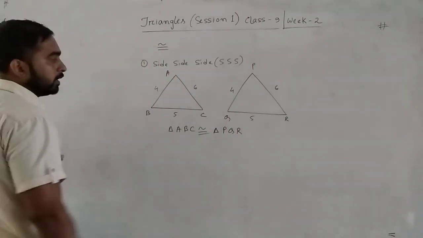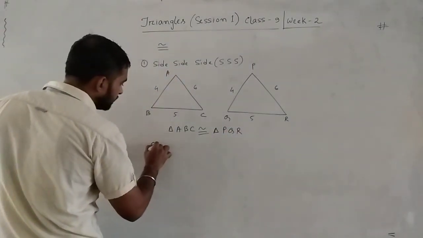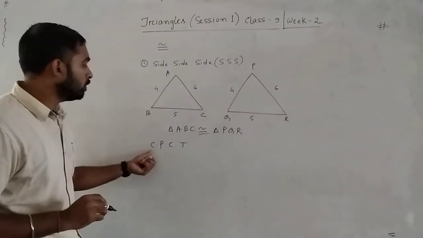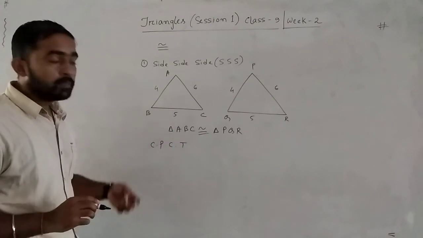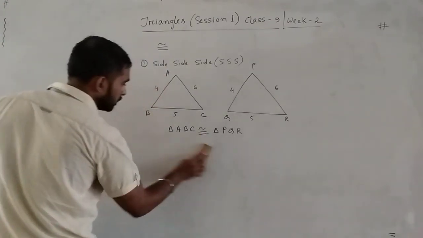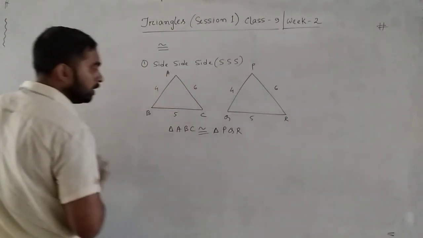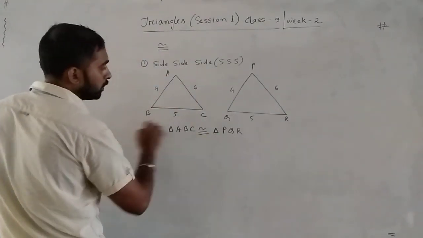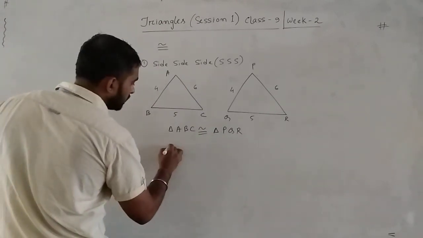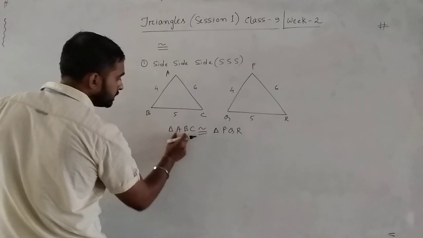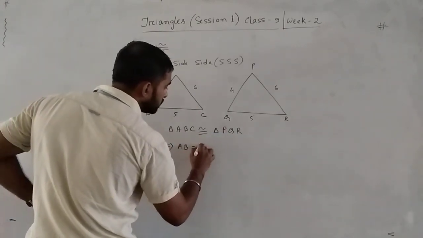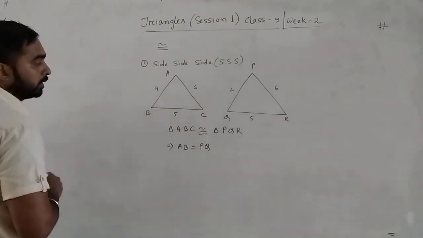then we will get another term, that is CPCT. What is CPCT? CPCT means corresponding parts of congruent triangles. Now what are corresponding parts of congruent triangles? Let me show you. First, these are two congruent triangles and this is the symbol of congruency. Now the corresponding parts are: here the side is AB, then here the side will be PQ. These two are corresponding sides of congruent triangles.